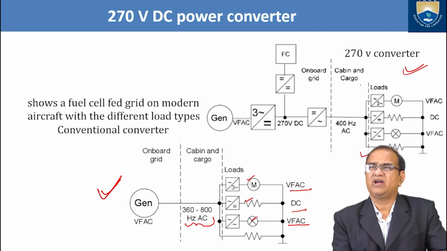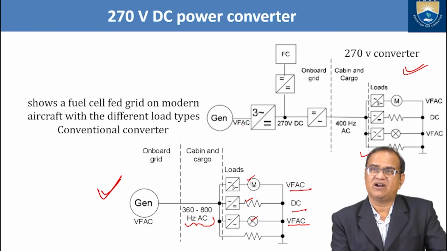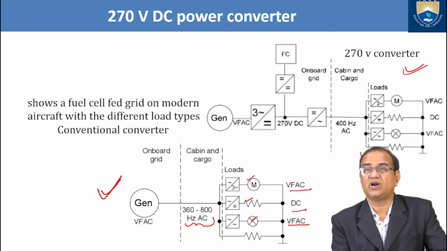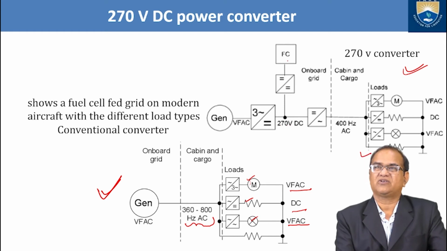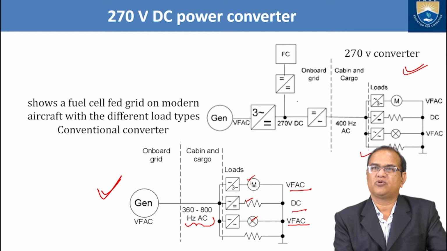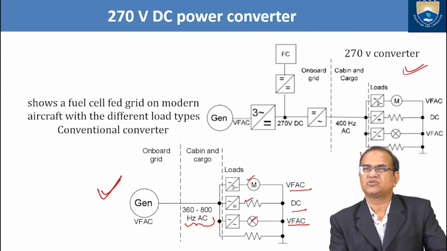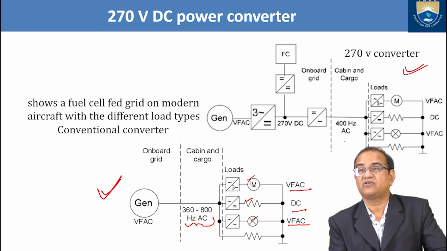Okay, cabin and cargo, onboard grid. But if you see the generator, variable frequency, alternating current, here it goes to 3 phase. From here it is converting to the 270 volt DC. Here is the flight controller and here the onboard grid, and from here it goes again to 400 hertz. It can be converted to 400 hertz as required.